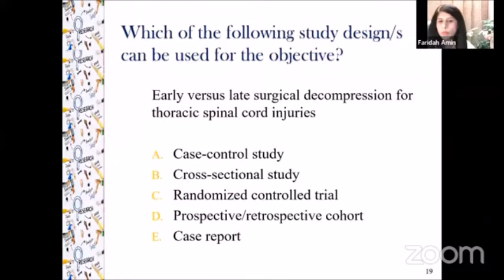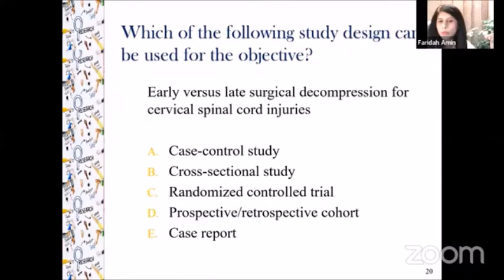What about this one? Early versus late surgical decompression for thoracic spinal cord injuries. Which one do you think is the best study design for this? Himanshu says RCT. Rabit says prospective cohort. Maybe the best study design would be C. Yes, that's right. You could do a randomized control trial to know the outcome of the comparison of early versus late surgical decompression.